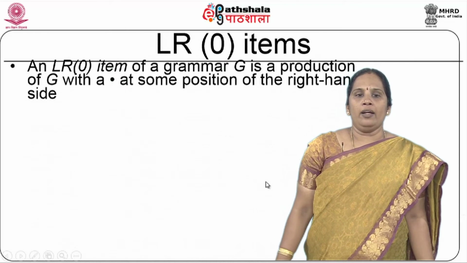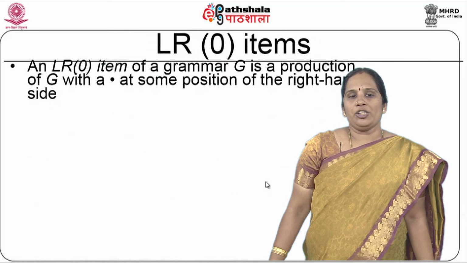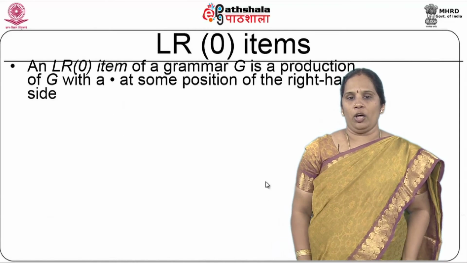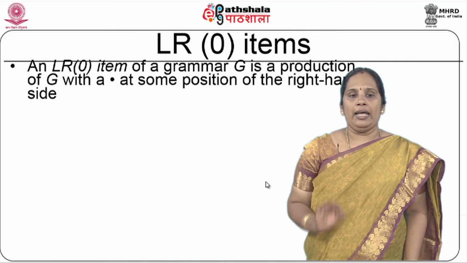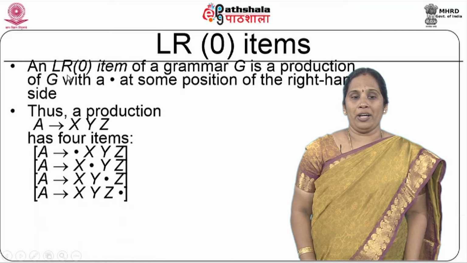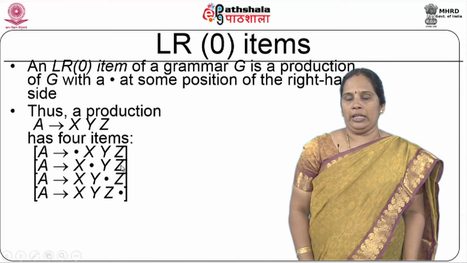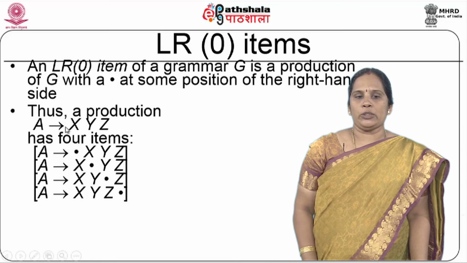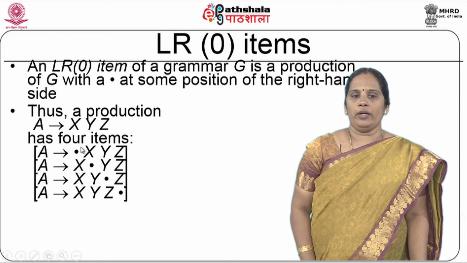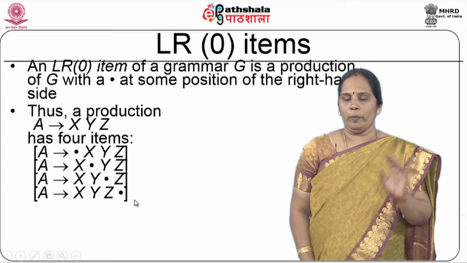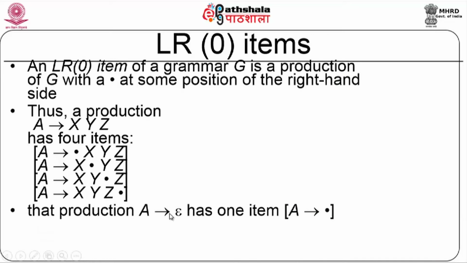So, an LR(0) item of a grammar G is a production of G with a dot at some position of the right hand side. This is looked upon as an LR(0) item. For example, this example is from the Aho-Sethi-Ullman textbook: A produces XYZ is a production. It has 4 items. The dot can be in the beginning, or after the first character, or after the second character, or after the third character. So, these are 4 possible items. And if I have a production A produces epsilon, then A produces dot is the only one item.